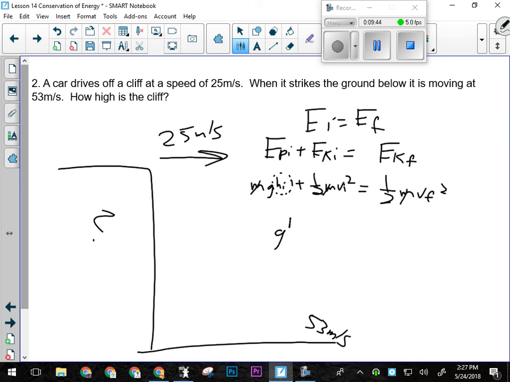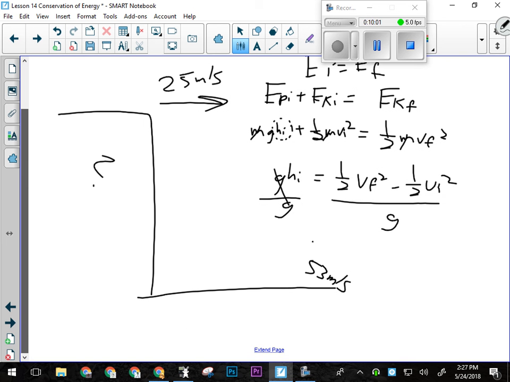other side. So we're going to have GHI equals 1/2 of VF squared minus 1/2 VI squared. Then we just divide both sides by G, and we've got our initial height to figure out. So when we plug in our numbers, that's going to be 1/2 times 53 squared minus 1/2 times 25 squared divided by 9.81.